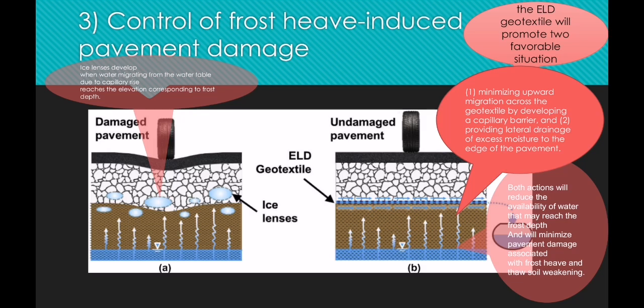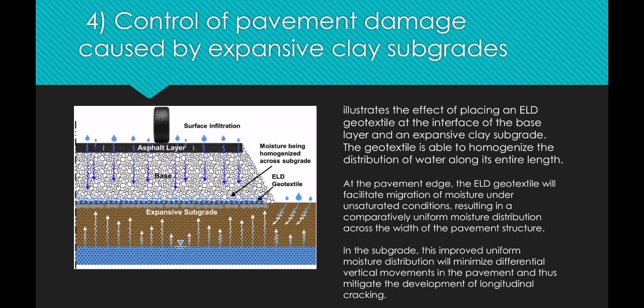Both actions will reduce the availability of water that may reach the frost depth and will minimize pavement damage associated with frost heave and soil weakening. Fourth, control the pavement damage caused by expansive clay subgrade.